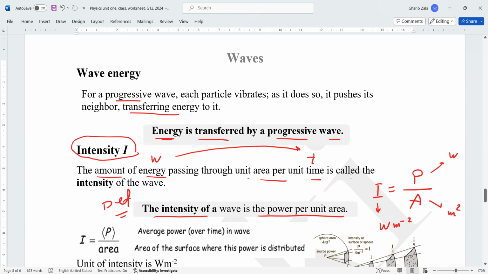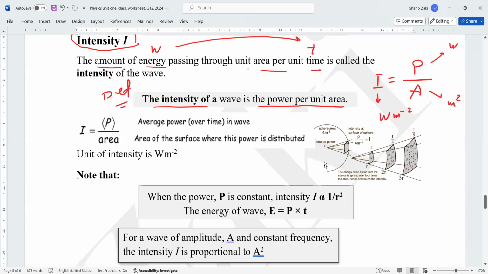So the intensity of the wave is the power per unit area. The power is measured in watts, the area in meters squared. Now, we know that the area is pi r squared. If the power is constant, the intensity is inversely proportional to the area, which is pi r squared. Because pi is constant, we can say the intensity is inversely proportional to r squared, if the power is constant.